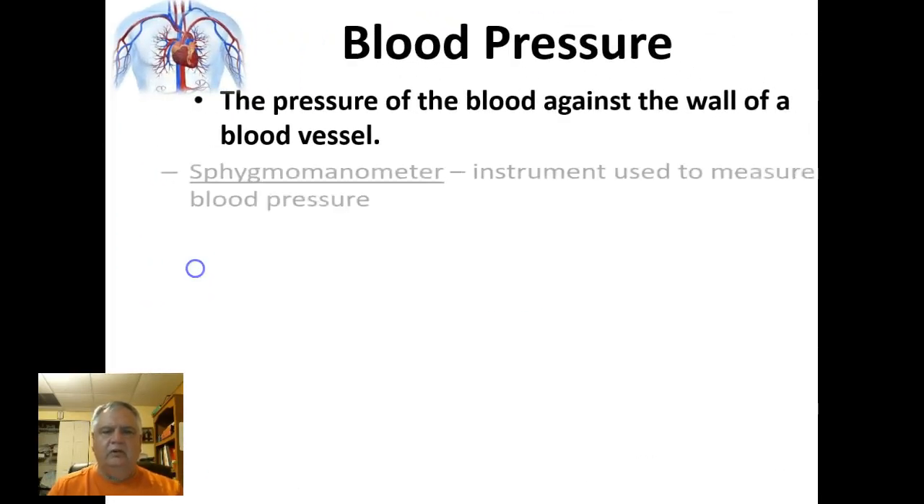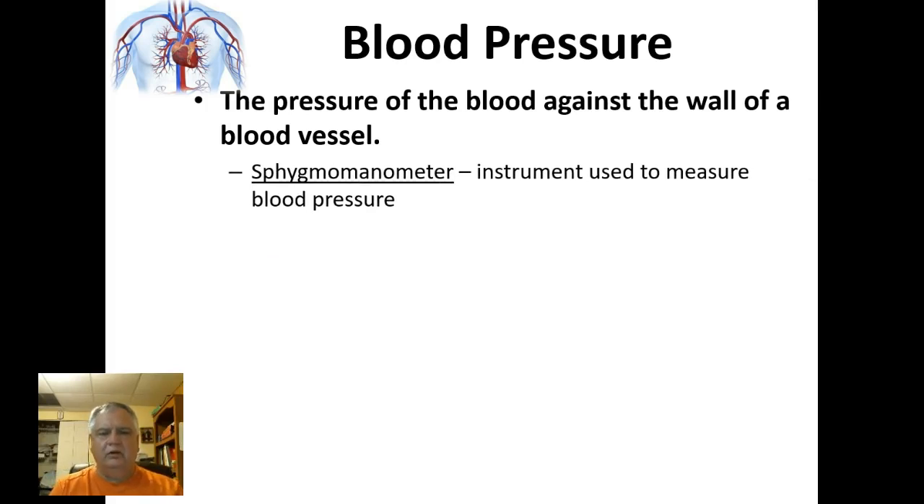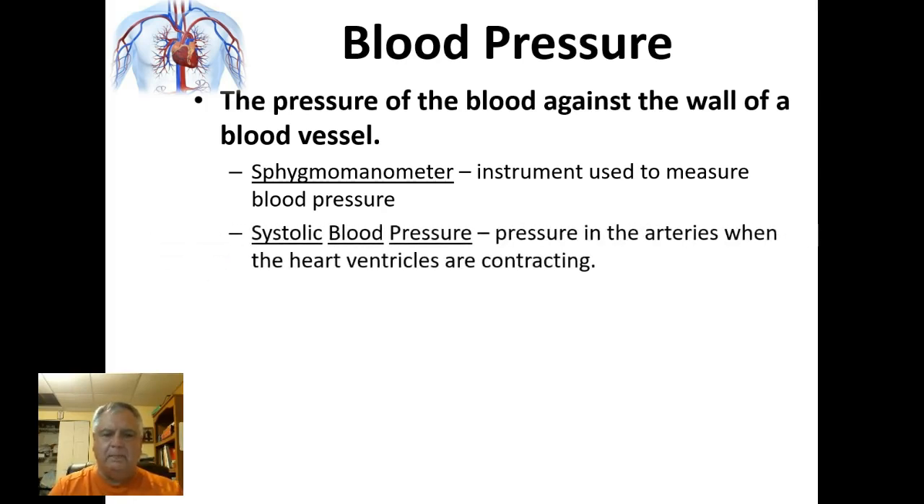Okay, let's turn our attention now to wrapping things up and talk a little bit about blood pressure. So blood pressure is the pressure of the blood against the wall of the blood vessel. So when the ventricles contract and eject the blood, it resists moving through that vessel, and it pushes up against the wall of the vessel and creates pressure. That pressure is blood pressure. We use an instrument to measure blood pressure. That instrument is called a sphygmomanometer.